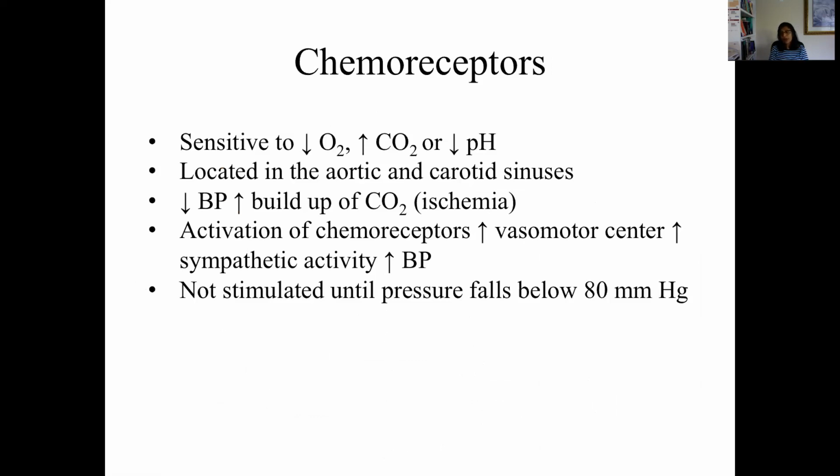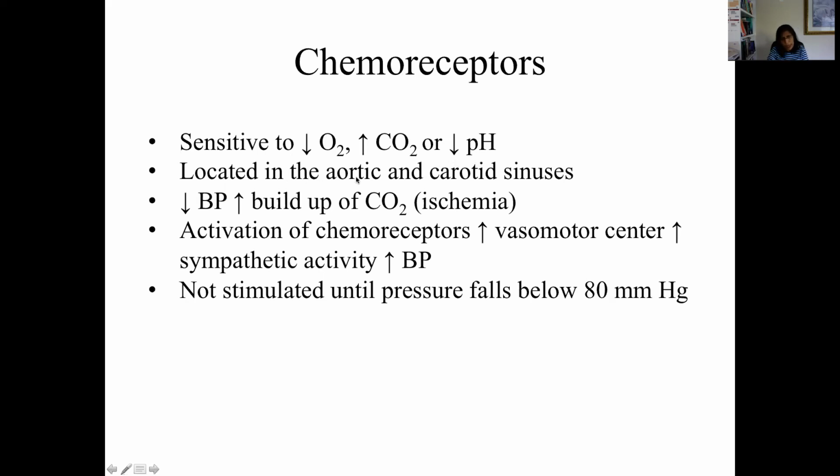Similar to baroreceptors, we have another set of receptors called chemoreceptors. As the name suggests, they detect levels of certain chemicals in the blood. Now, we are talking about oxygen levels, CO2 levels, and hydrogen ion. So here, if oxygen level is low, or CO2 levels are high, and if you have too many hydrogen ions, that's when the pH would be lower, and those are the times chemoreceptors are activated.